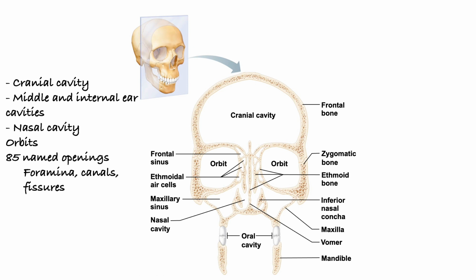This is just to show you what the cavities look like. We took out the main structures of the bone and just show you the cavities. We have the cranial cavity, of course, where the brain is located. We have the middle and internal ear cavity, which we'll talk about when we get to the special senses, because your ears are attached to your temporal bone. There's also the nasal cavity, and there are 85 other openings such as foramina, canals, and fissures. I'm not going to be able to talk about all of them, but I will try my best to mention as much as I can.